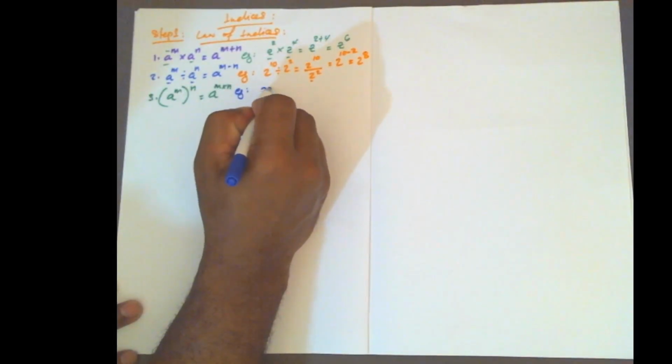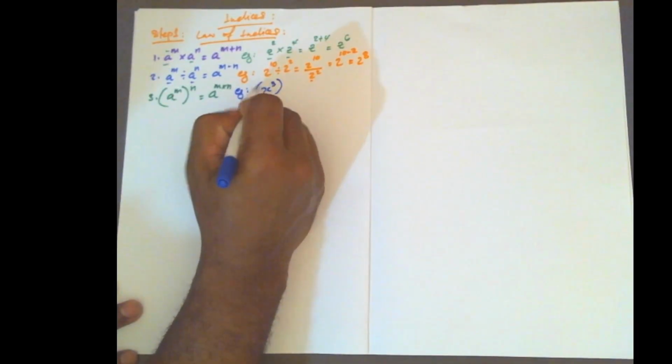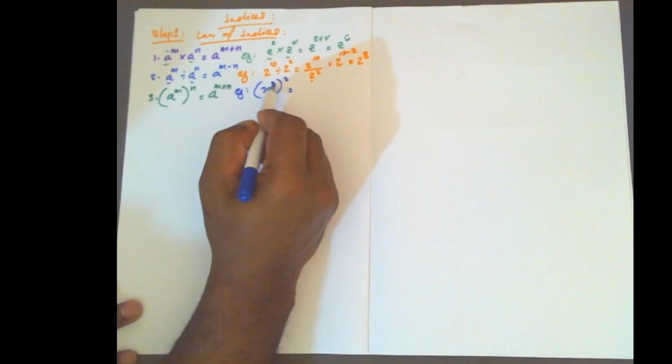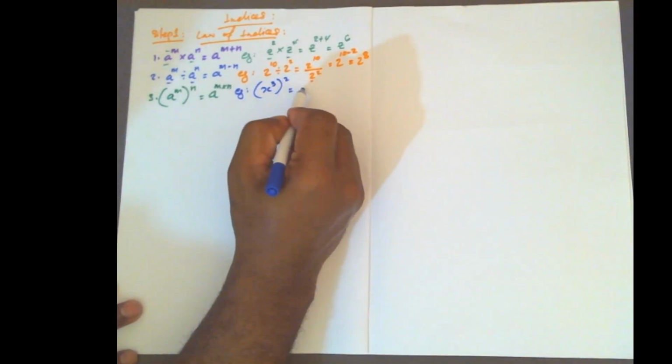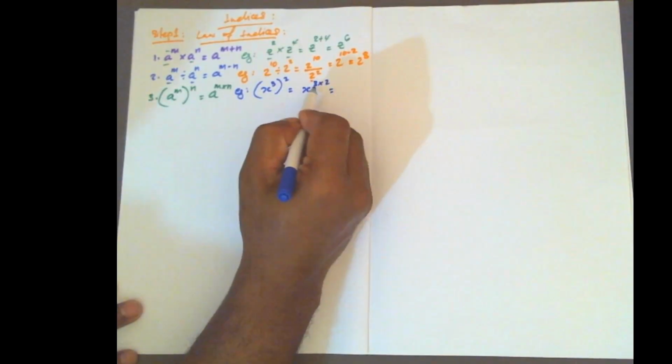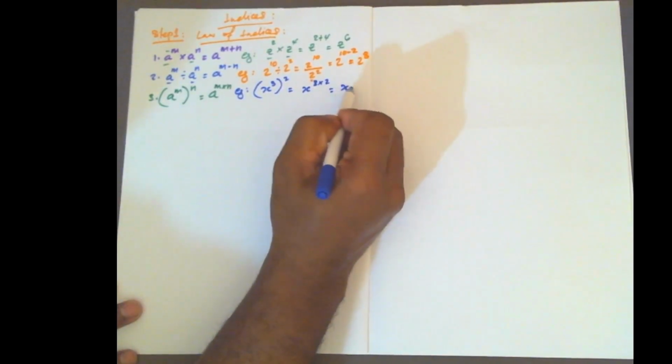Suppose we have x to the power of 3 raised to the power of 2. A power raised to another power, we multiply the powers. 3 times 2 is 6, so it's x to the power of 6.